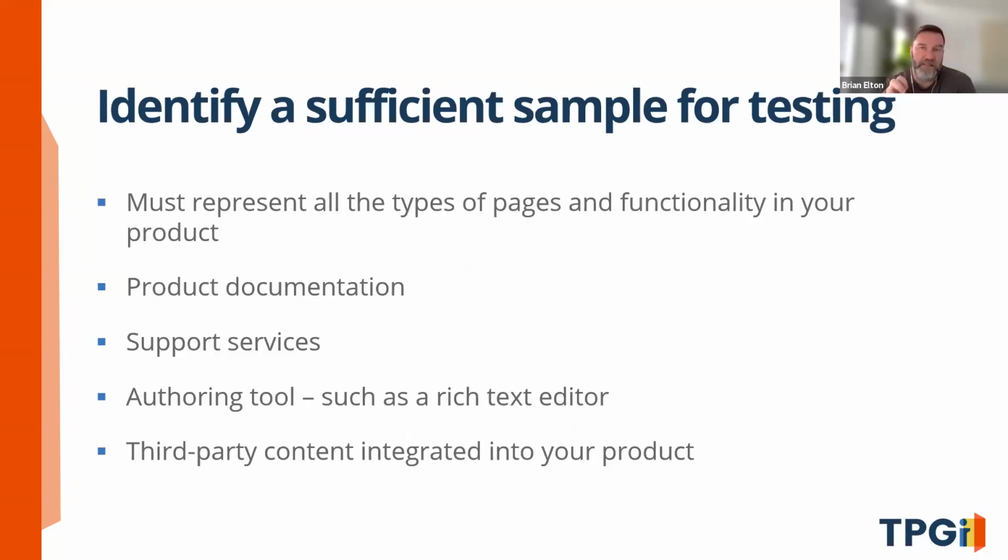Next thing you have to do is identify a sufficient sample for testing. So it has to be what we call a representative sample. So different page layouts, different types of content, key functionality of the product. And then also you have to make sure that you include things for the Section 508 and the EN 301549 sections. You have to remember things like product documentation, like online help, support services like online chat support, phone support. Yeah, these things have specific criteria for supporting users with disabilities.